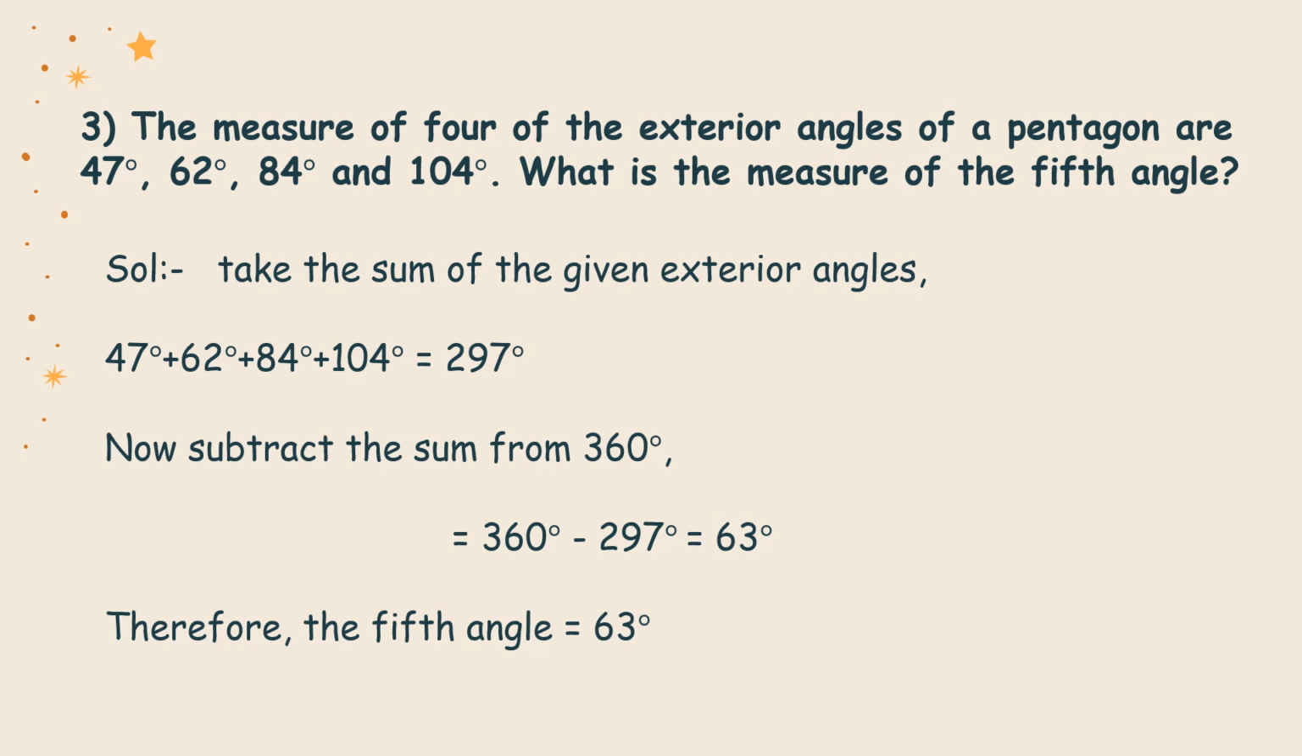That is what we did here also. We took the sum of the given exterior angles and subtracted it from the total, that is your 360 degrees, which is the sum of the exterior angles of a polygon. Always remember this point. From this, we can find the unknown angle. Here is the measure of the fifth angle. So your fifth angle is equal to 63 degrees. You can solve more questions based on this for your practice.